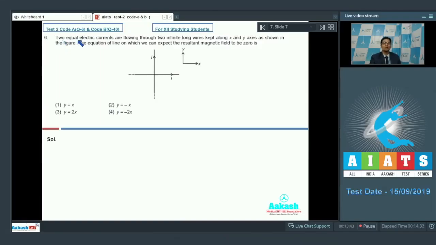Question number 6 says that two equal electric currents are flowing through two infinitely long wires kept along the x and y axis as shown in the figure. The equation of the line on which we can expect the resultant magnetic field to be zero is.